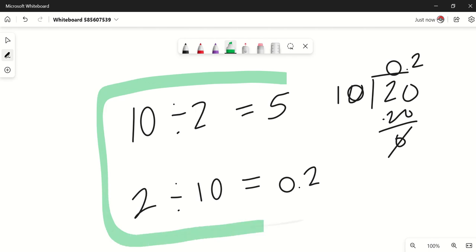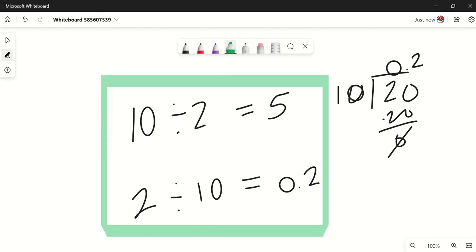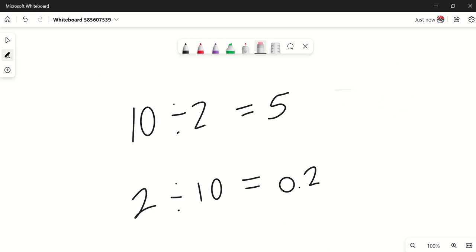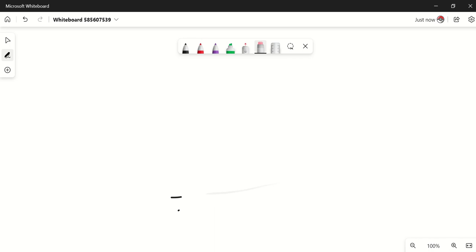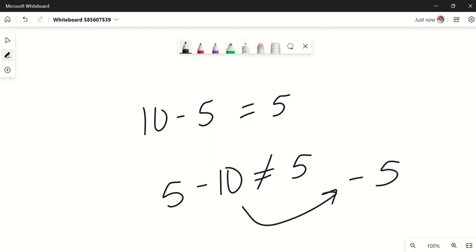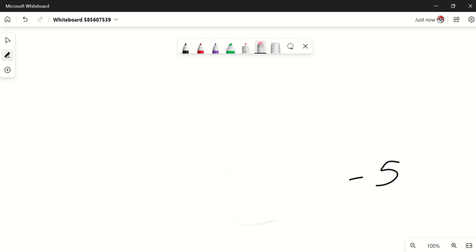These are two completely different outcomes. They are not the same. So division cannot be done in any order. So division is not something that will be involved in the commutative property. And likewise, subtraction. 10 minus 5 will equal 5, but 5 minus 10 will not equal 5. 5 minus 10 technically will actually equal negative 5. Therefore, subtraction and division, not commutative.